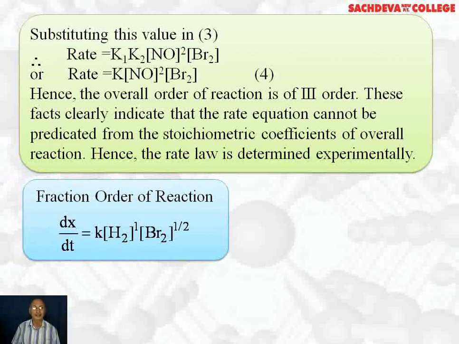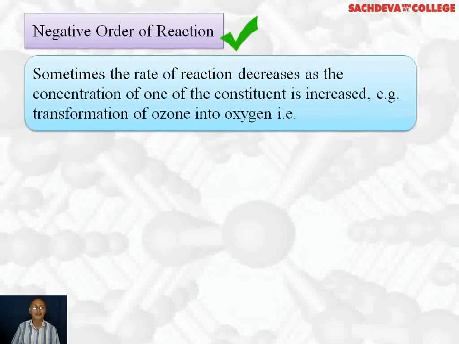Fractional order reaction. The reaction of hydrogen plus bromine to form 2HBr is a fractional order reaction. Order is 1 with respect to hydrogen and half with respect to bromine. Negative order reactions are also possible. Sometimes the rate of reaction decreases as the concentration of one of the constituents, meaning reactants or products, is increased.